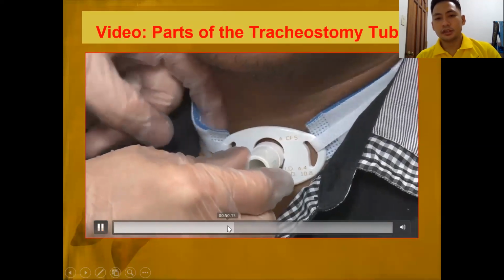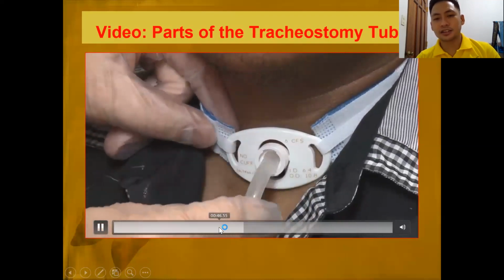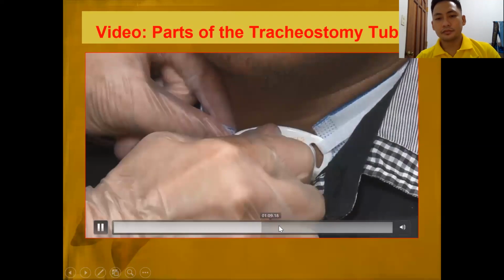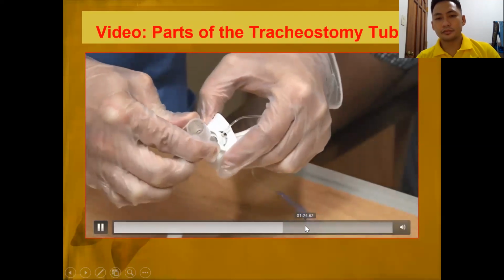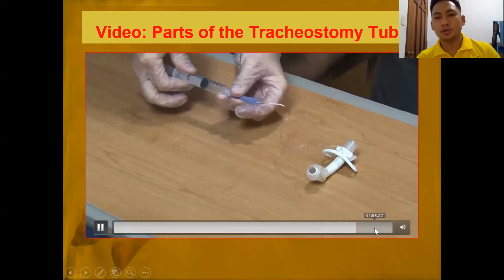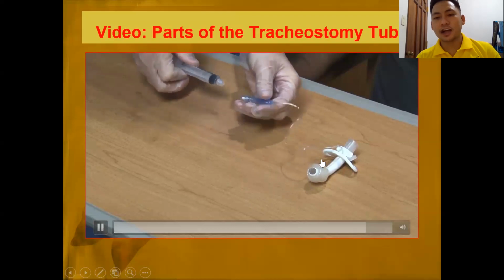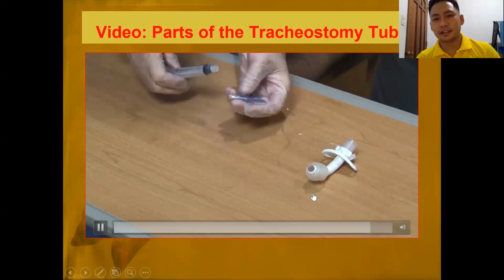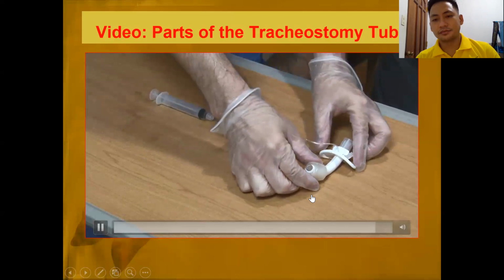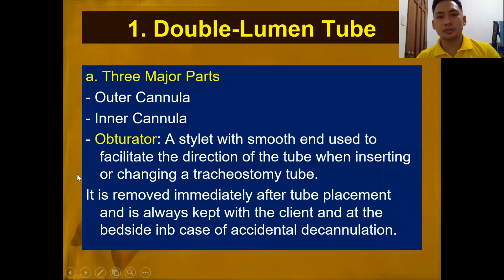This is called the inner cannula. So that is the inner cannula, no? May lock-lock siya na system type. Oh, that is the pilot balloon. Inject ka ng air and then you check whether the cuff is inflated. So that is the parts of the tracheostomy.